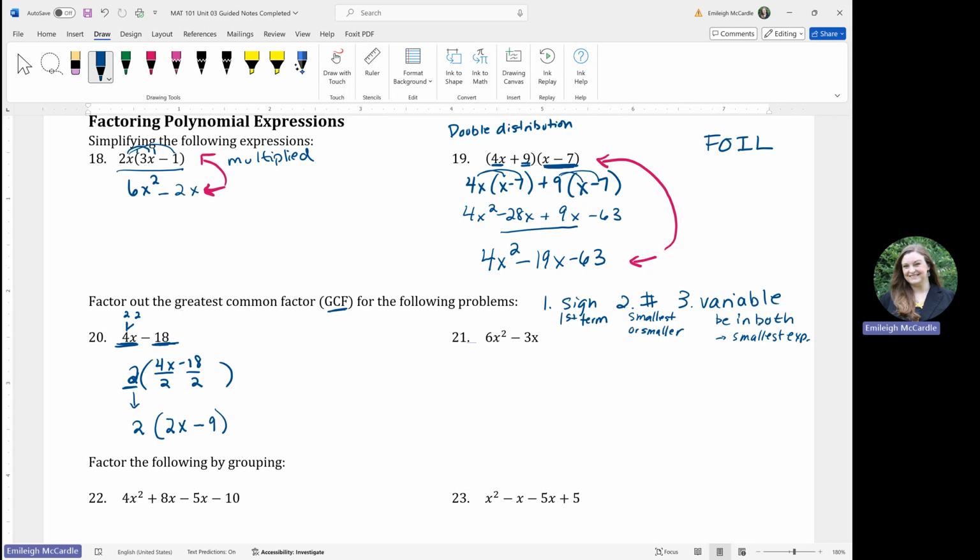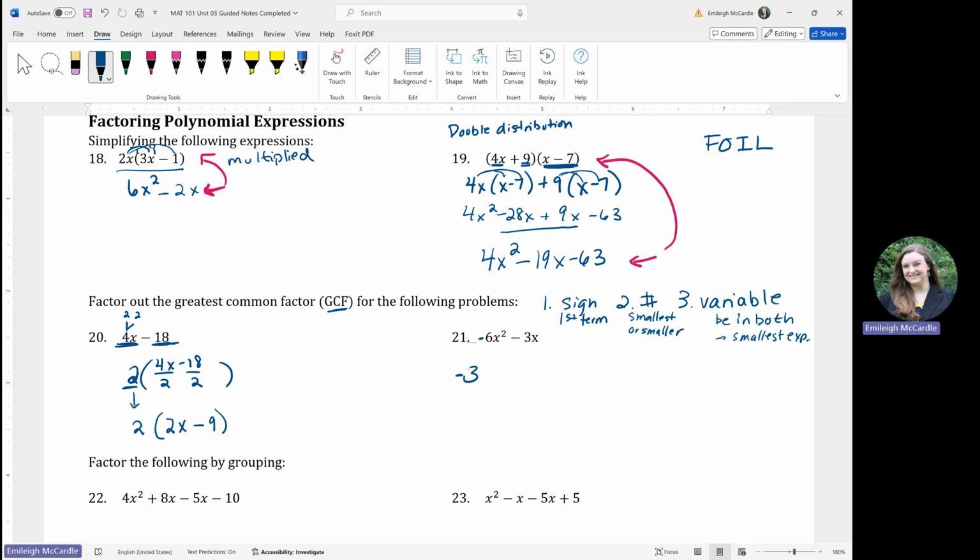I want to amend or change problem 21 real quick to make this be a negative 6x squared right there. So that allows us to practice our rules. So looking at this, we first need to identify the GCF: sign, number, variable. So our sign is the sign of the first term. In this case, it's negative. Number, it is the smallest number or smaller. So our smallest number between 6 and 3 is 3. Does 3 go into 6? Yes. So 3 ends up being our GCF number part.